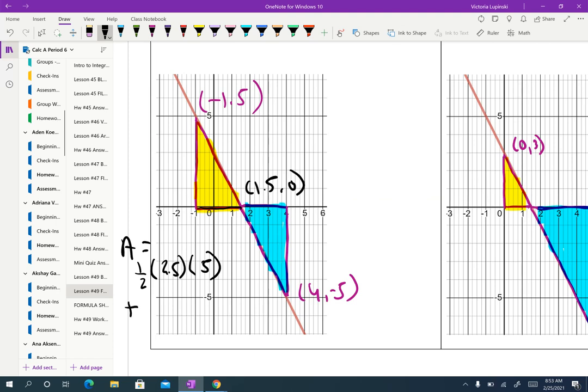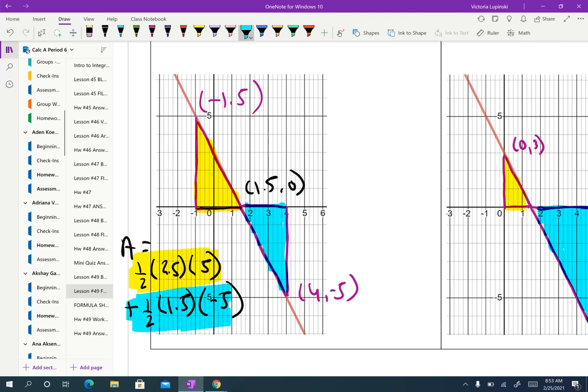And then I would have to add that area to the blue. So the area of the blue triangle, let me color code that for you. That is the yellow. And now if I do the blue, this is going to be 1/2. The base is from 1.5 to 4, so that's 2.5. Then the height would be from 0 to -5, which would be -5. And that's going to be the blue region.